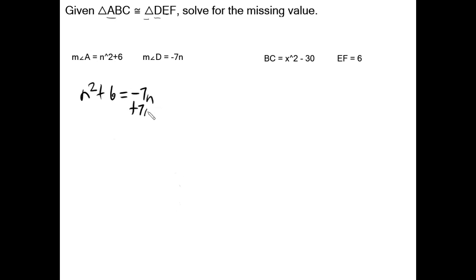Add 7n so you can have the equation equal to 0. N squared plus 7n plus 6 equals 0. So now we factor it. I like to use the diamond, or the X method.